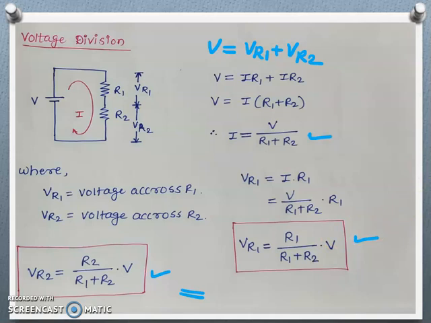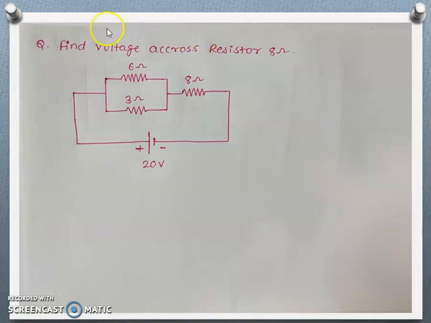Okay, so let's solve a numerical based on it. Find the voltage across the resistor 8 ohm. Here 6 ohm and 3 ohm are connected in parallel, and 8 ohm is connected in series with this parallel combination. Across this whole combination 20 volt is applied. So the total voltage applied to the circuit is 20 volt. Here we have to find the voltage across 8 ohm, and we are using the VDR, voltage division rule.